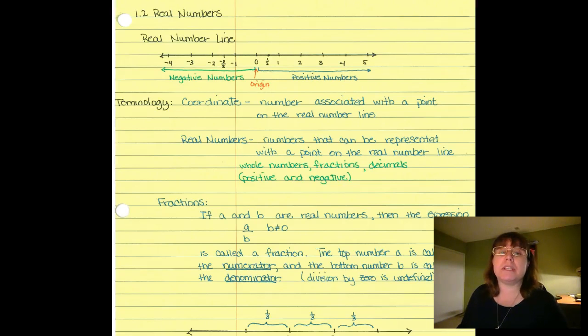In this lecture we'll be discussing real numbers and properties of real numbers. So let's visualize real numbers. We have a real number line here drawn on the page that goes from -4 to +5. The 0 marker is our origin. Everything to the right of the origin is going to be positive. Everything to the left of the origin is going to be negative.